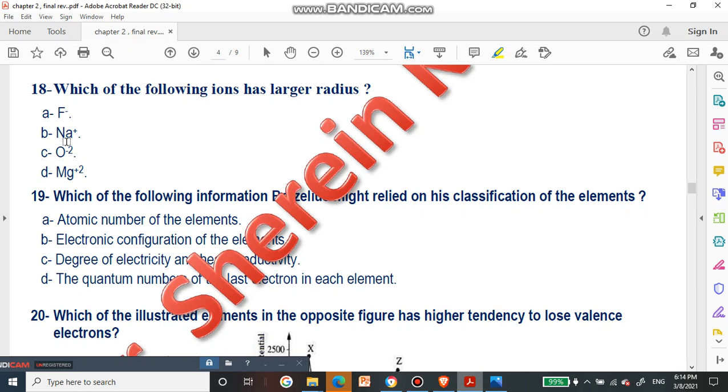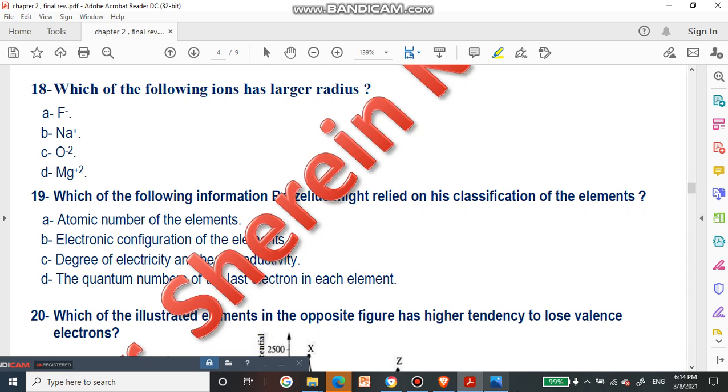In fluorine negative, the electrons increase in the same energy level. By increasing the electrons in non-metals, the atomic radius will decrease, not increase, and the electronegativity increases, as fluorine has high electronegativity equal to 4. Na plus loses 1 electron from the outermost energy level, and we have a complete shell, so we have 2 energy levels only.